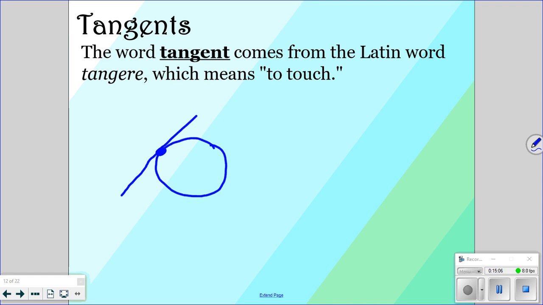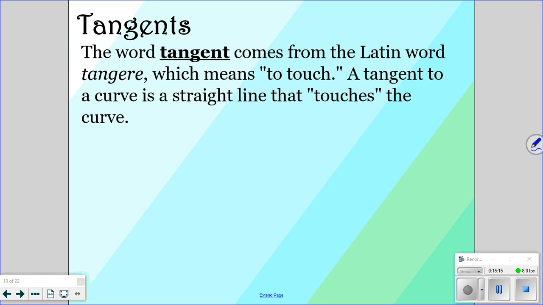And so our line touches our circle at one spot only. That's what tangent means. Hopefully that is not a new concept to you. So a tangent to a curve is a straight line that touches the curve. So if we have a curve here, and we want to touch it right here, this would be our tangent line. It's going to touch it in one spot right there. So you can make a tangent line to something other than just a circle.